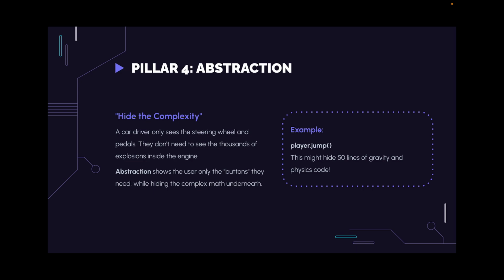Abstraction. Abstraction hides the complexity of a piece of code. So for example, a car driver only sees the steering wheel and pedals. They don't need to see the thousands of explosions or mechanics inside of the engine. So abstraction only shows the user the buttons they need while hiding the complex stuff underneath. As we talked about before, an example would be player.jump, which could hide 50 or more lines of physics and gravity code, right? But you don't want to look at that every single time you want a player to jump.